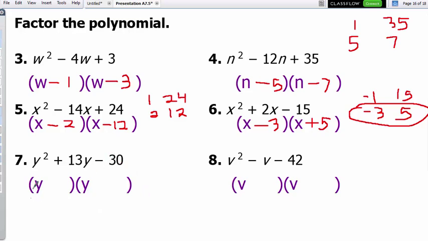Factors of -30. That's already going to tell us one is negative and one is positive. Because the 13 is positive, that means the larger number has to be positive. So I could have -1 going with 30. That doesn't work. -2 would be with 15. Oh, that's what works. So -2, +15.